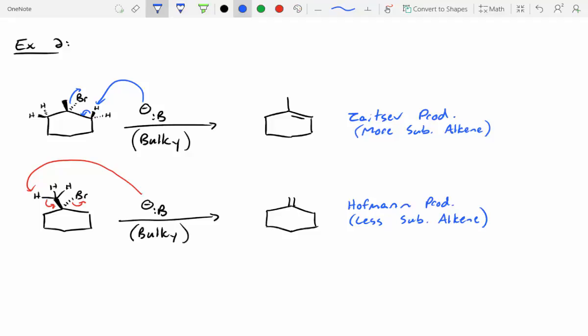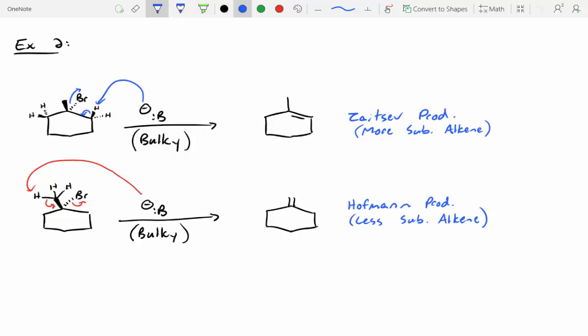All right, the question is which one's going to be major and which one's going to be minor? Yeah, we're probably anticipating that it's going to be flipped. But now we have to imagine ourselves as this big, bulky base, right? If you're a big, bulky base carrying around a bunch of carbon chains attached to you, you're going to have a harder time going after the proton shown in the blue pathway than the red pathway, right?